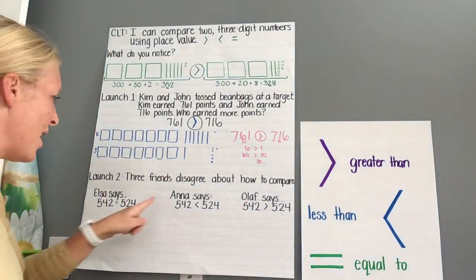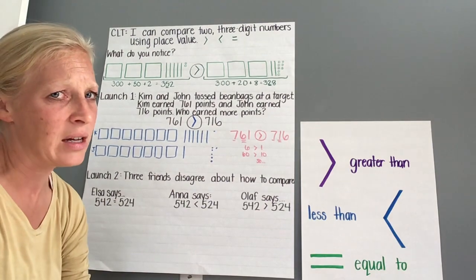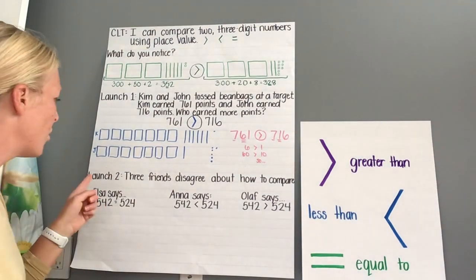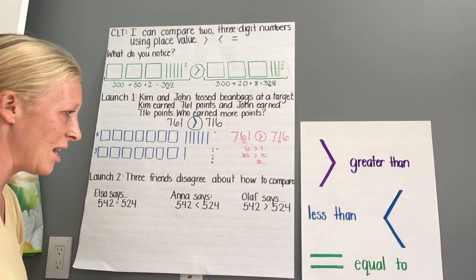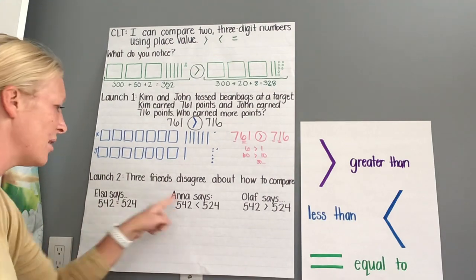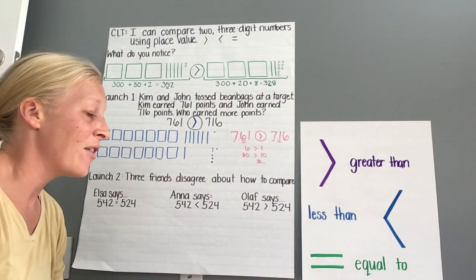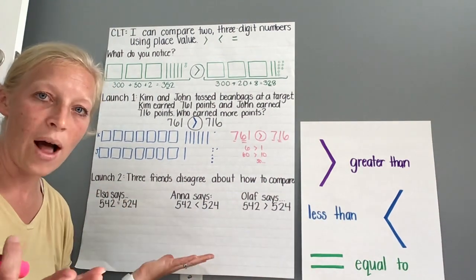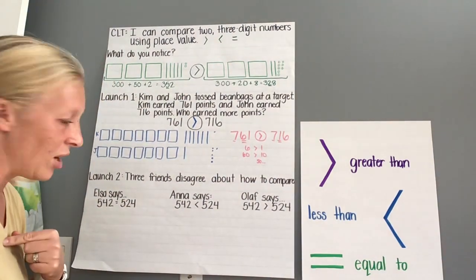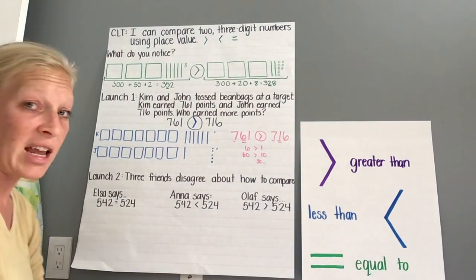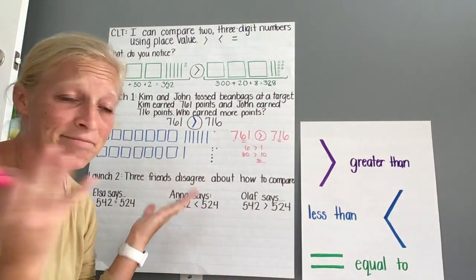Let's take a peek at this next problem. This was a kind of a tricky one. So there were 3 friends disagreeing about how to compare these numbers. And the numbers are 542 and 524. Well, Elsa, we all know Elsa, right? She says they're equal. Same numbers.